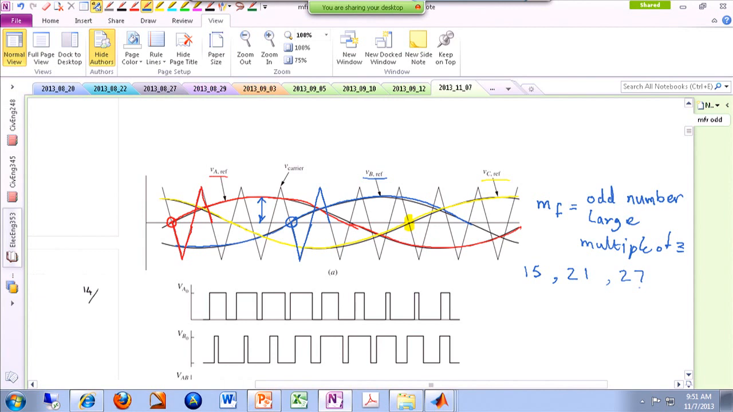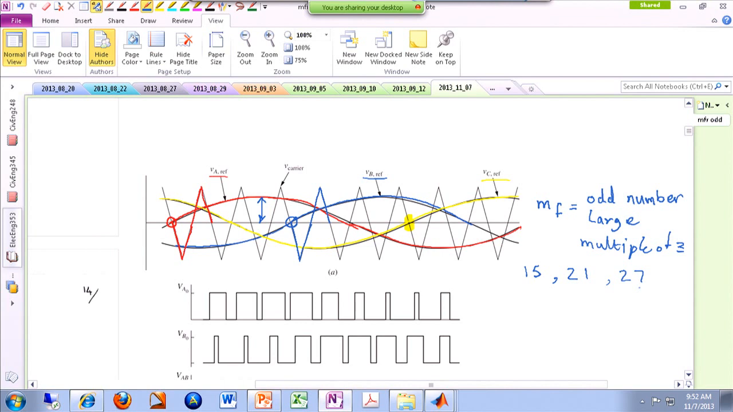When you focus on phase A, you only care about what's happening between your triangular waveform and the reference that you have generated for phase A. And by the way, when you want to implement this system, you can use DSPs, digital signal processors, and they already have everything that you need. They generate these triangular waveforms, they generate these references.